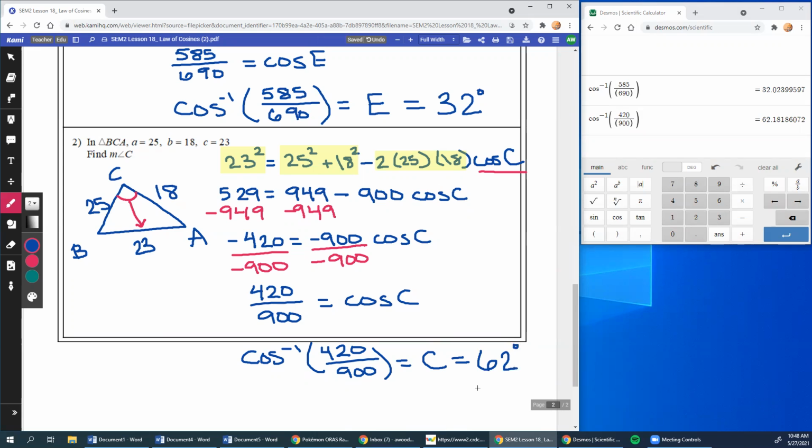And there you have it. Law of cosines and the end of advanced algebra. Awesome job.